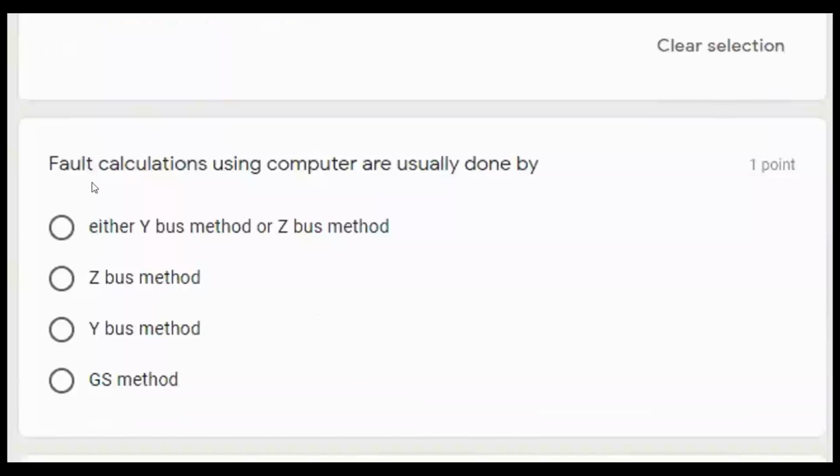Then 13th question. Fault calculation using computer is done by. Fault calculation must require the Z bus matrix. The method is the Z bus method.